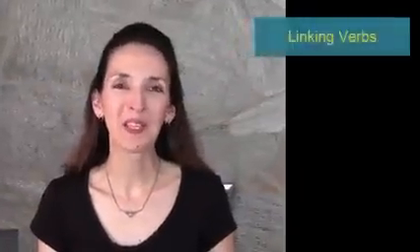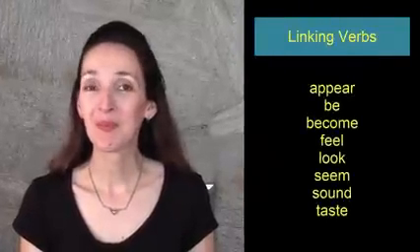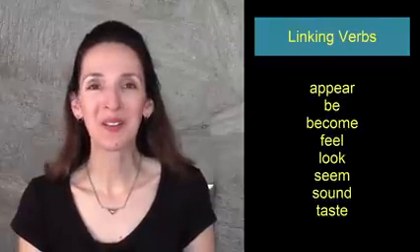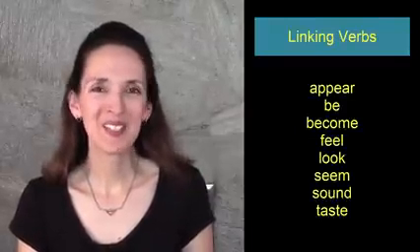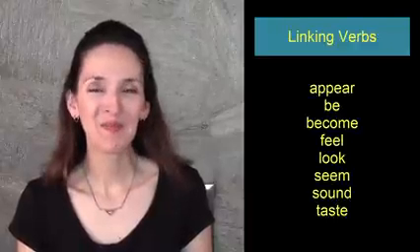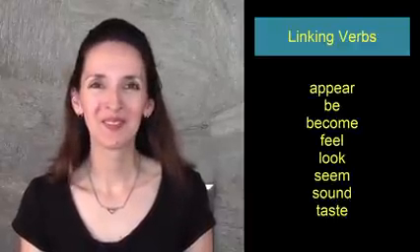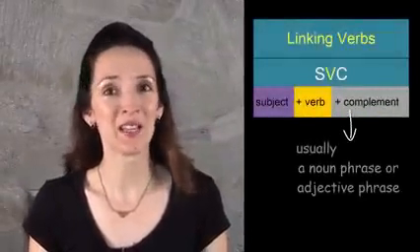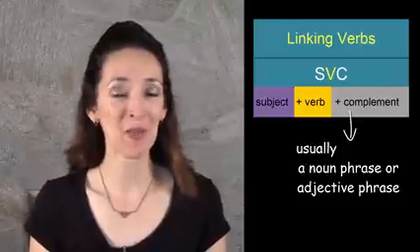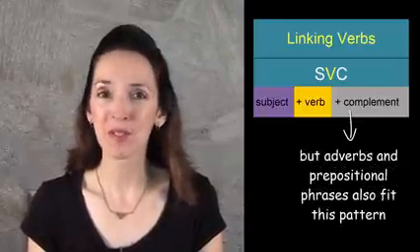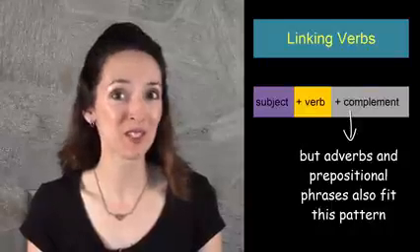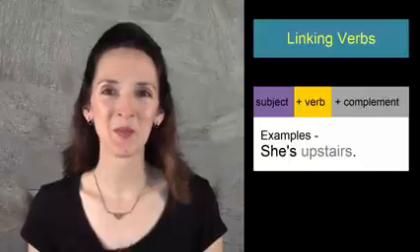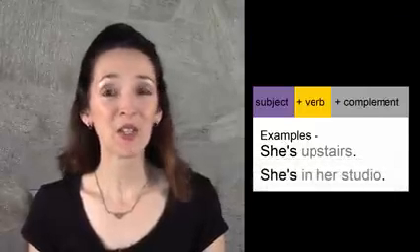Complements are very often nouns or adjectives. Here's a list of common linking verbs: appear, be, become, feel, look, seem, sound, taste. There are a few others. After these linking verbs, you'll usually see a noun phrase or an adjective phrase. But adverbs and prepositional phrases can also fit this sentence pattern. She's upstairs. She's in her studio.